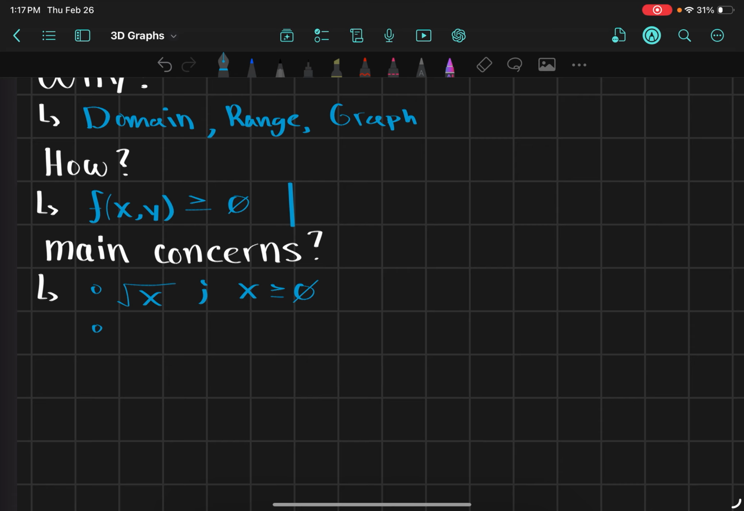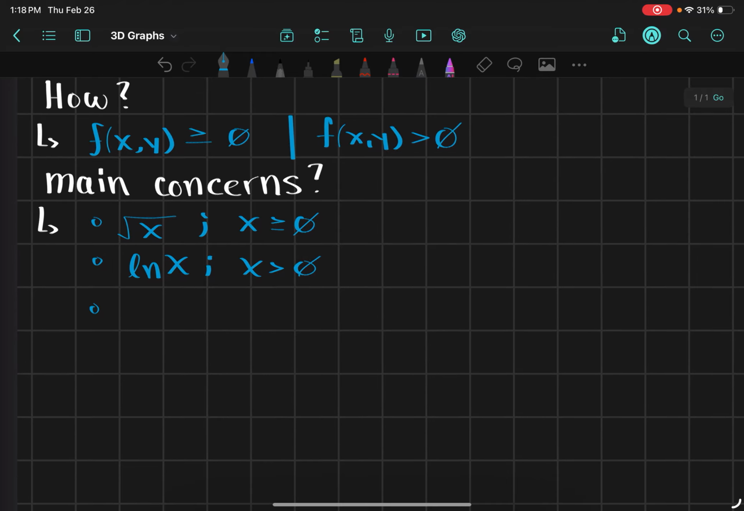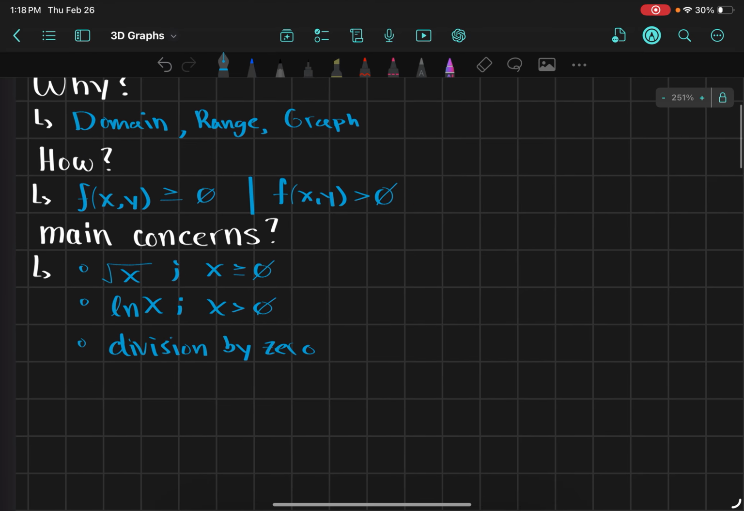Second concern that we may have is the natural log. Natural log of x, wherein you cannot take the natural log of anything that is less than or equal to 0. Therefore, we have to have an x always greater than 0. So in this situation, we would have our f of x, y, once again, perhaps z, must be greater than 0. And of course, division by 0. We know by now that you cannot divide by 0. So that is another consideration that we are going to want to take into account.